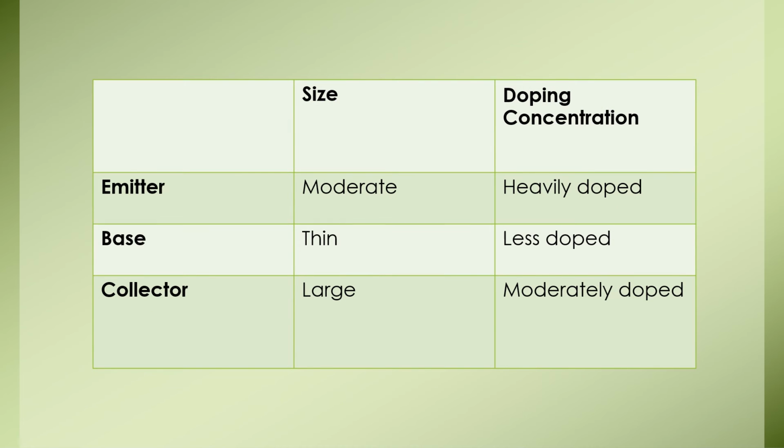Now when we fabricate the bipolar junction transistor, we always think about the size and doping concentration of the emitter, then base, and then collector. The size of the emitter is always moderate, and in case of doping concentration, the emitter is always heavily doped. In case of the base, the size is thin and it is always lightly doped. And in case of the collector, the size is always large and it is moderately doped.